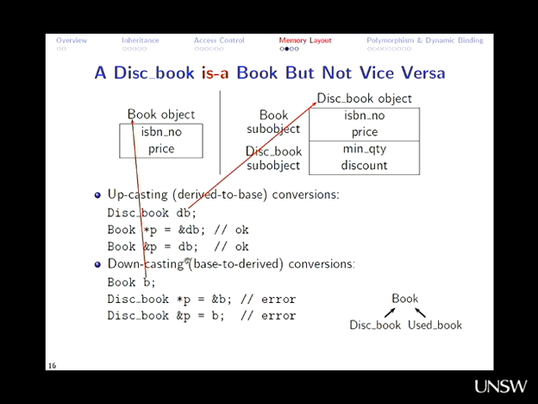But we can't downcast, at least not in this way. We can't create a book B and then create a pointer to a discounted book and assign it the address of B, because a book object is not a discounted book. Same with a reference. You can't create a reference to a discounted book and assign it a book location. So you can upcast, but you can't downcast.